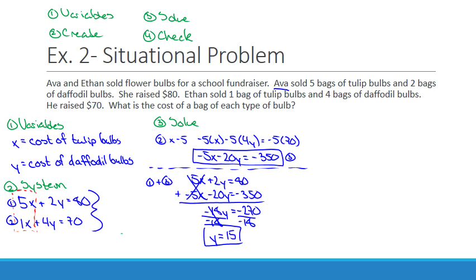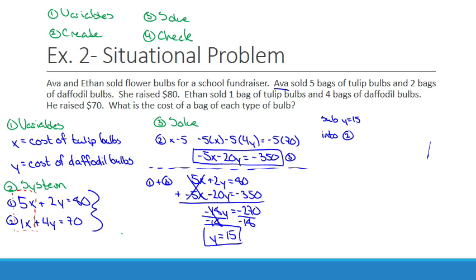Now I've got to find the x. So I'm going to substitute y equals 15 into whichever equation I want to use. I already used 1 and 3, and I haven't used 2. It's not like you have to use everything, so don't think that. I just like spreading it around.